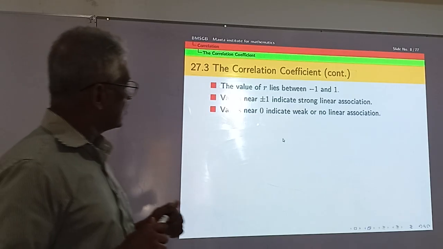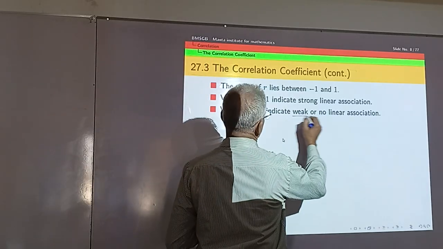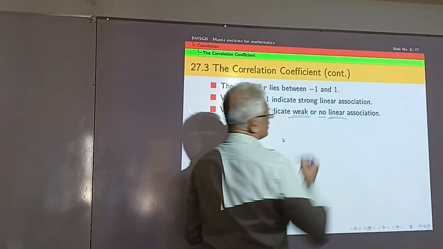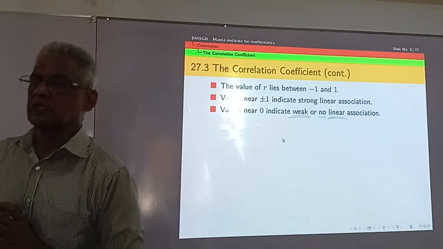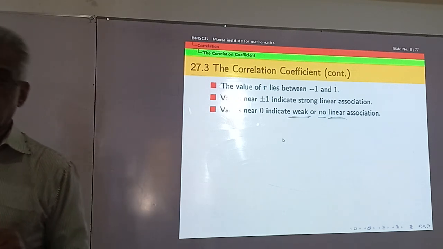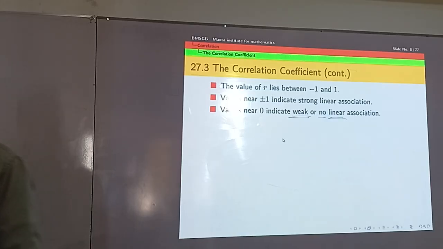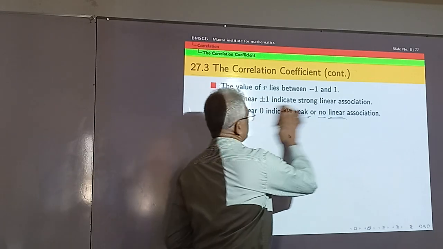If R is equal to 0, it may indicate a weak or no linear relationship. Because some people make a mistake here. They say when R is equal to 0, there is no relationship. That is wrong. R equal to 0 indicates there is weak or no linear relationship, but there can be some other very strong relationship as well.